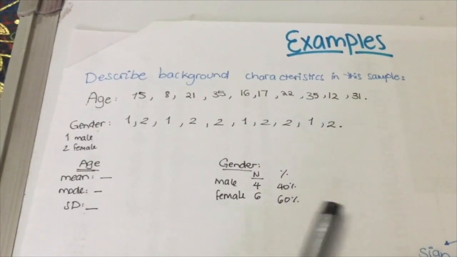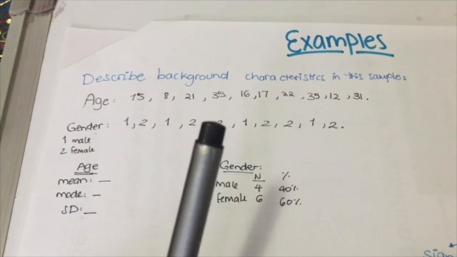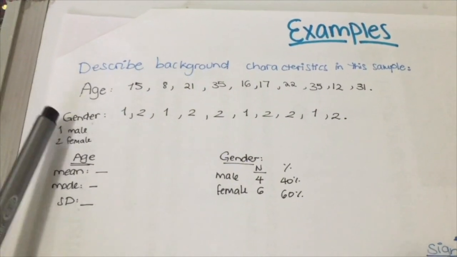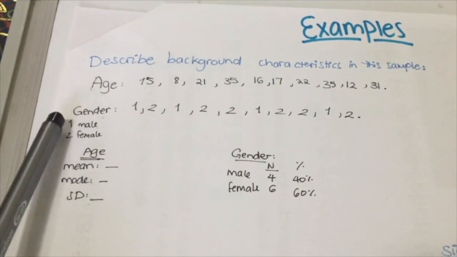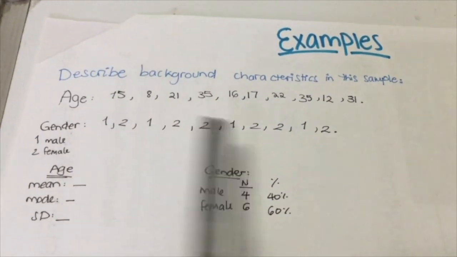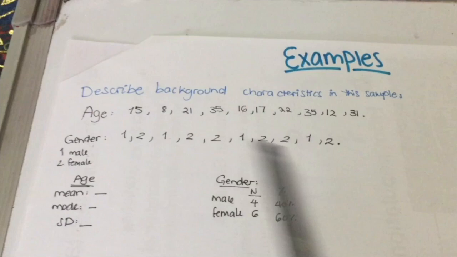As you can see, it's full of numbers. It's made up of numbers. And then we've got the gender, and gender is male and female, and we label them. We label male as 1, we label female as 2. So the data looks like this: 1 2 1 2, like that.